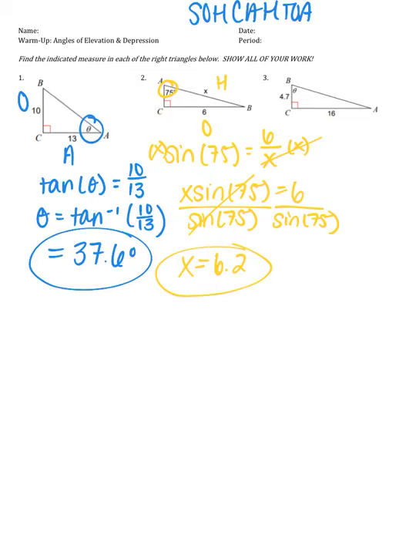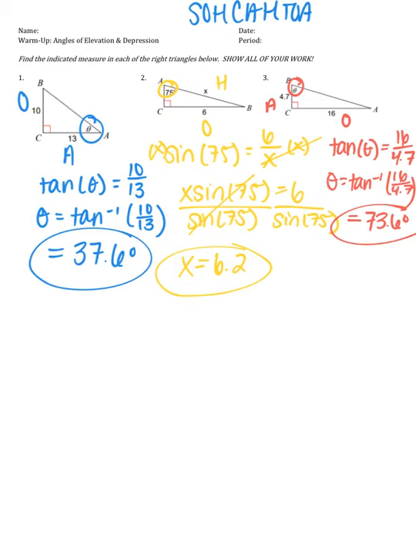All right, last, number 3, circle your reference angle. We've got our opposite and our adjacent. So that would be tangent equals 16 over 4.7. We're going to do inverse tangent. And we get 73.6 degrees. And that one is an angle, so we are going to put degrees. Okay? All right, so now you could either print out the notes or take out a separate sheet of paper, and we're going to get started on angles of elevation and depression.